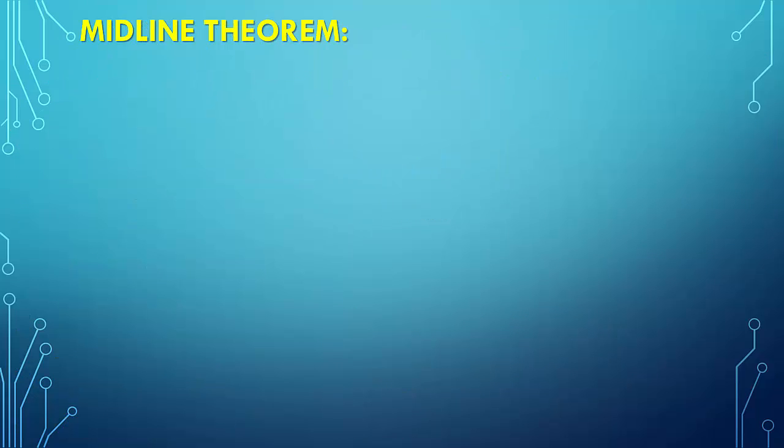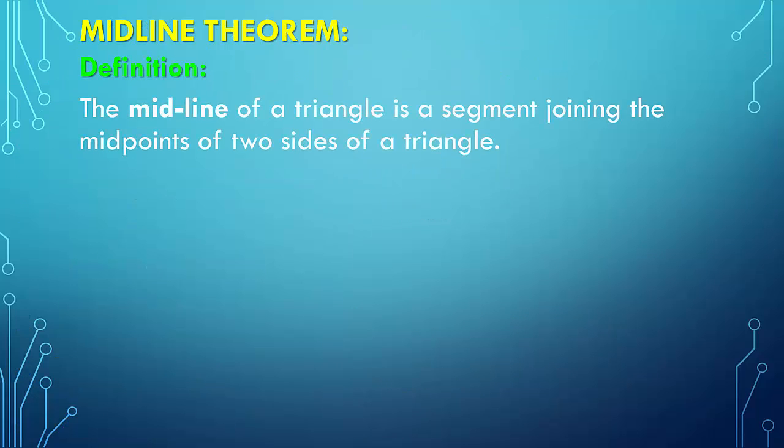Now let's get into the midline theorem. Definition: so midline theorem, or the midline of a triangle, is a segment joining the midpoints of two sides. So if I have a triangle and I have a midpoint here and a midpoint here, midpoint's the point exactly in between the ends, and I join those two, that would be the midline right there.